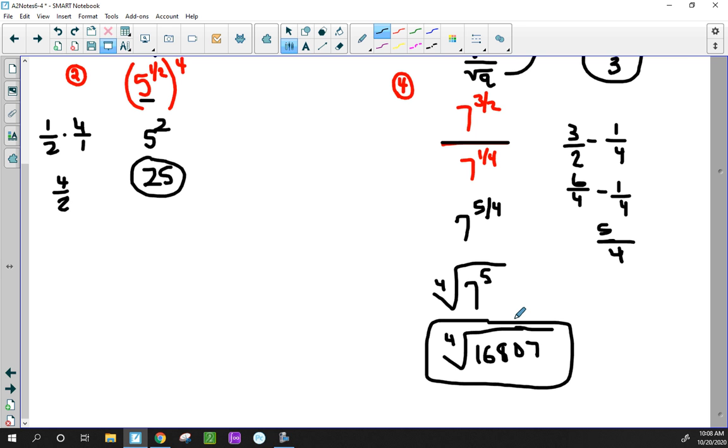So 16,807 divided by 2 to the 4th is 16. Divide that by 16. It does not go evenly. Then try the next power of 4, which is 81. That doesn't work. The next power of 4 is 4 to the 4th, and that's going to be 256. So let's see if 16,807 is divisible by 256. Nope, does not work.